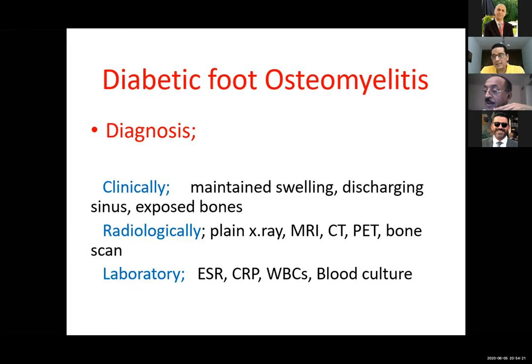Radiologically: plain X-ray, MRI, CT, positron emission tomography, bone scan. These can be beneficial and more sensitive at the fourth or fifth day from the first. X-ray is useful later, after 2 or 3 weeks, when it can show other things like sequestrum, periosteal shadow, periosteal irritation. The very important ones are PET and the MRI at the first days for osteomyelitis.